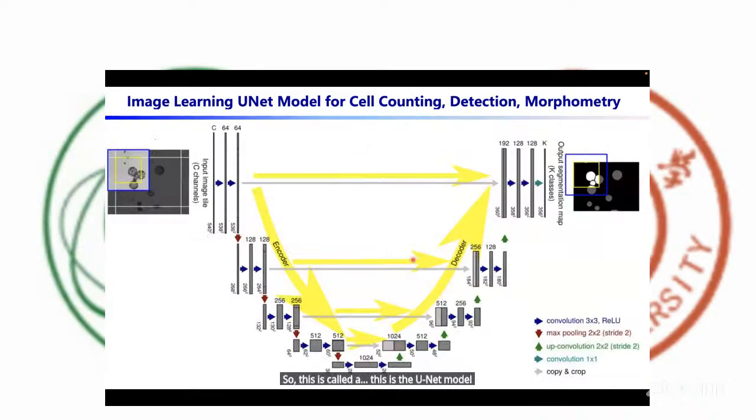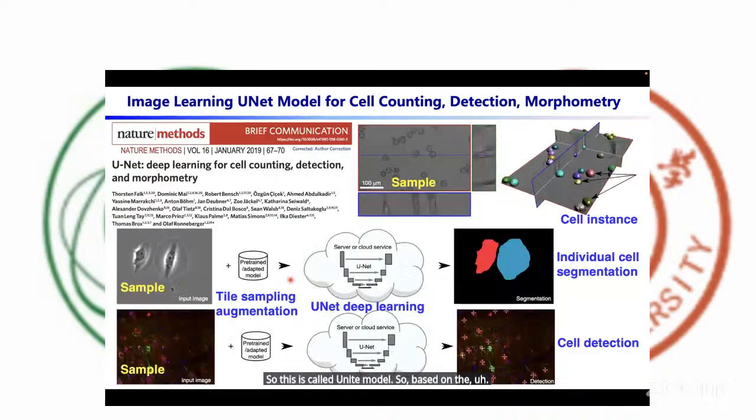Based on this UNet model, according to this paper, it actually performs very well in terms of the counting, detection, and morphometry of the cells. Morphometry means you need to be able to recognize the specific morphological features of the cells. So this kind of thing.